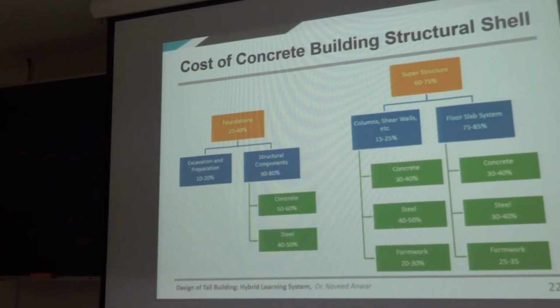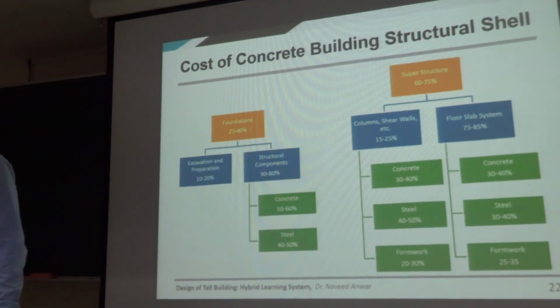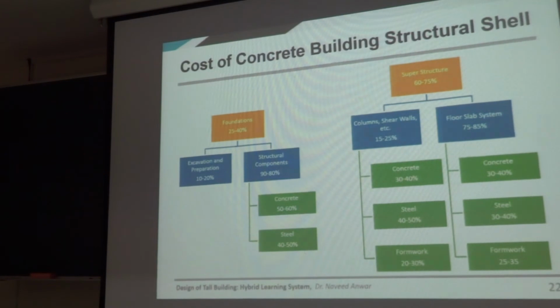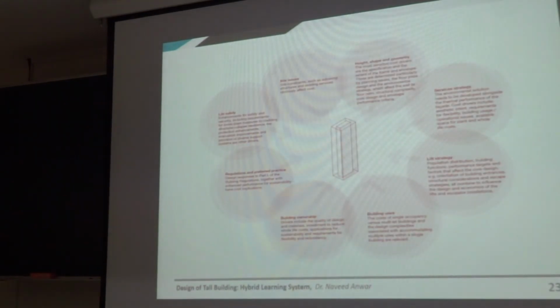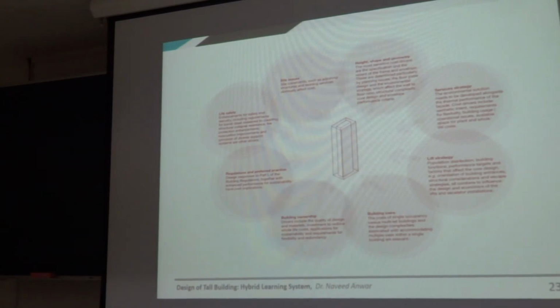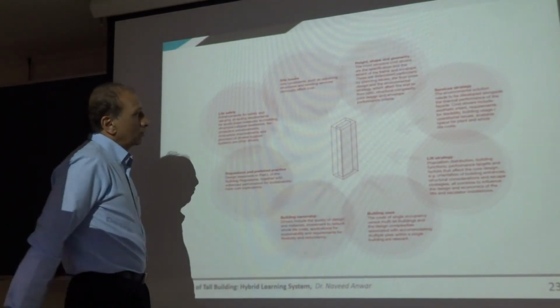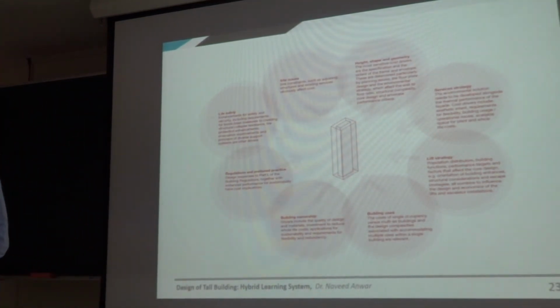So we should know where the cost is going and we design accordingly and then make our designs acceptable. This is again a little bit of the details about one particular element, what is going on in that element, and it's difficult to read on this slide.